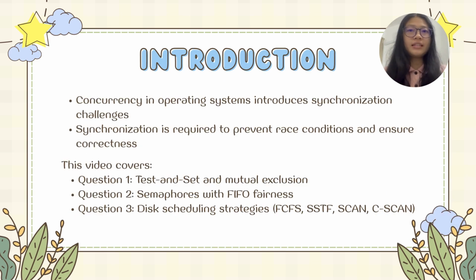In modern operating systems, multiple threads often run concurrently. Without proper synchronization, this can lead to race conditions when shared resources are accessed at the same time. In this presentation, we will first demonstrate how mutual exclusion is achieved using the test and set instruction. Then, we will move on to semaphores, which provide a more efficient and fair synchronization mechanism. Finally, we will discuss several disk scheduling strategies and compare their performance characteristics.